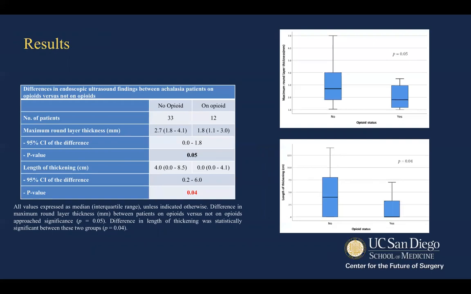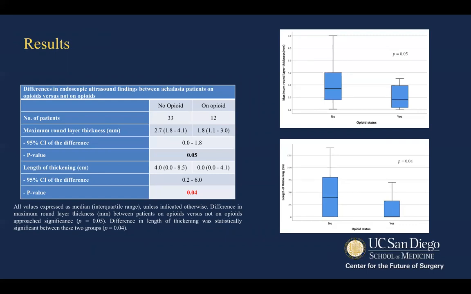The EUS measured round muscle layer thickness of opioid users presenting with symptoms of achalasia demonstrated a median of 1.8 millimeters as compared to the median in non-opioid users, which was 2.7 millimeters. This approached statistical significance with a p-value of 0.05.